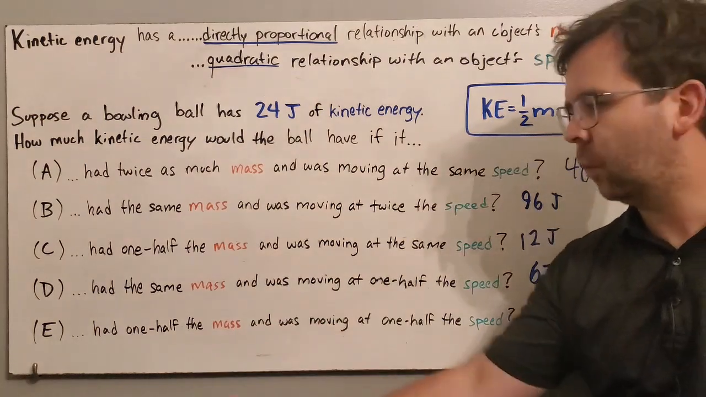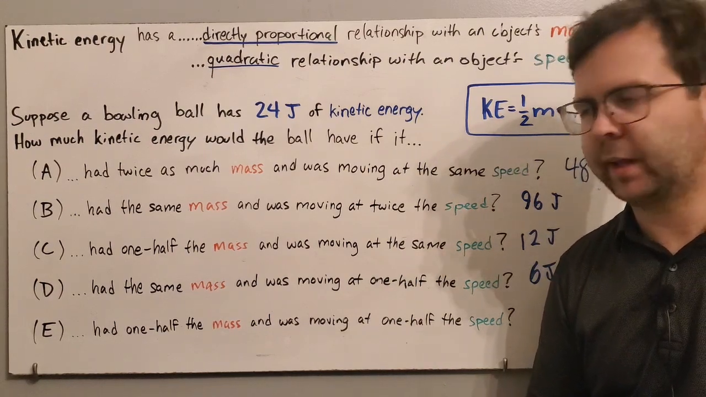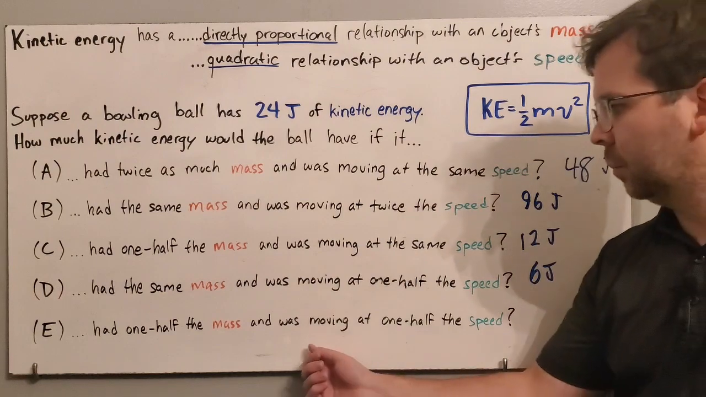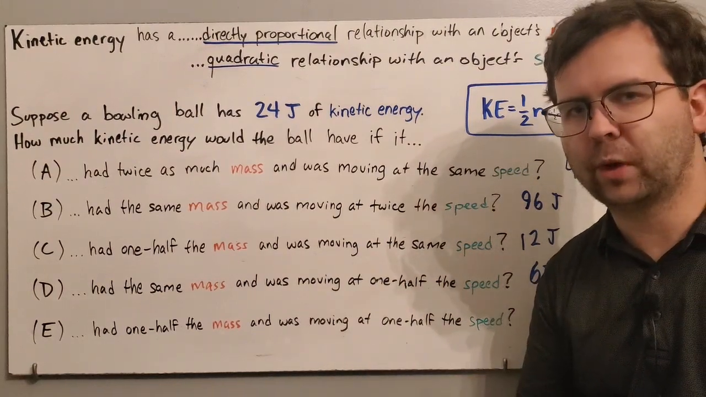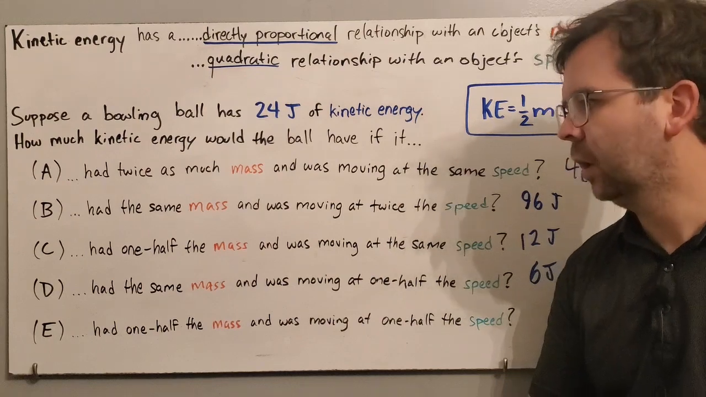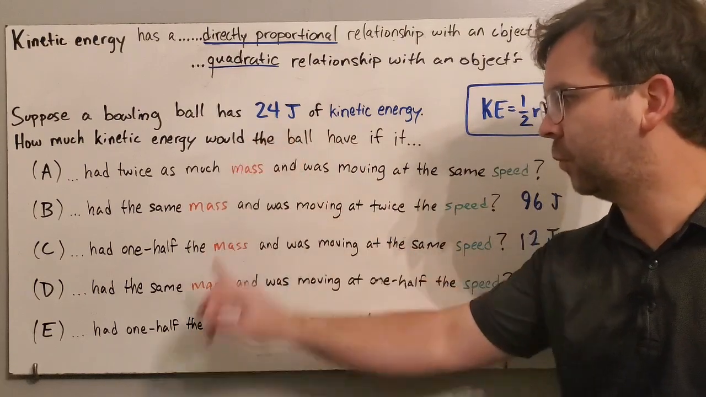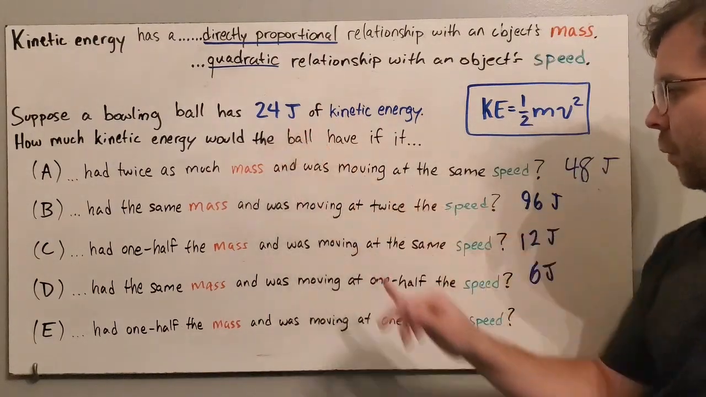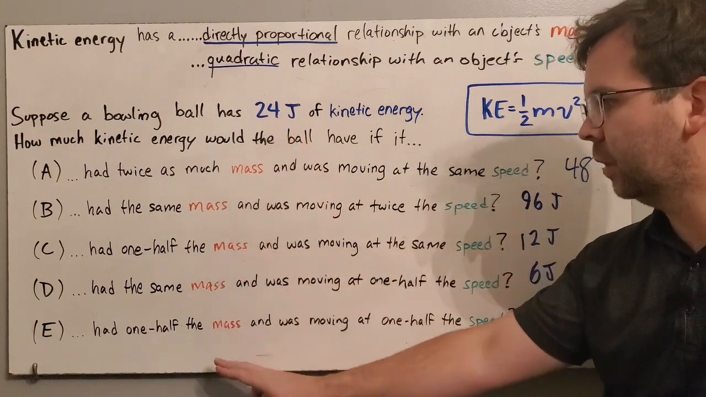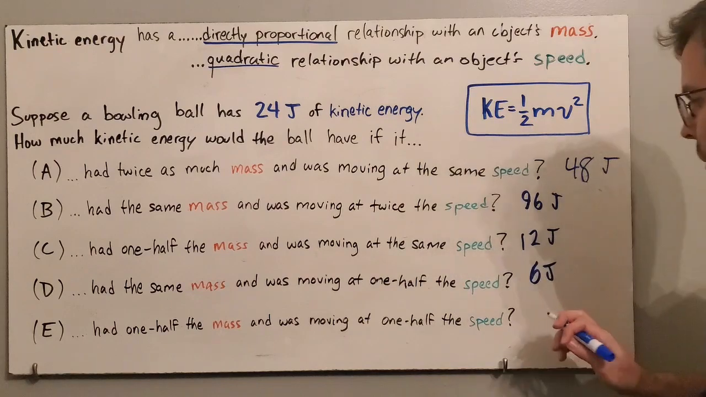All right, part E, what if it had 1/2 the mass and was moving at 1/2 the speed? So what would happen to the kinetic energy then? Well, it's going to go down. 1/2 the mass caused it to be half as much, but 1/2 the speed caused it to be 1/4 as much. So how do we add those together? Do we just add 1/4 plus 1/2? What we do is we just multiply this number by both of the changes. So we multiply 24 by 1/2, and then we multiply 24 by 1/4 because it's 1/2 squared. So 24 times 1/2 would be 12, and then times 1/4, 12 divided by 4 would be 3 joules.